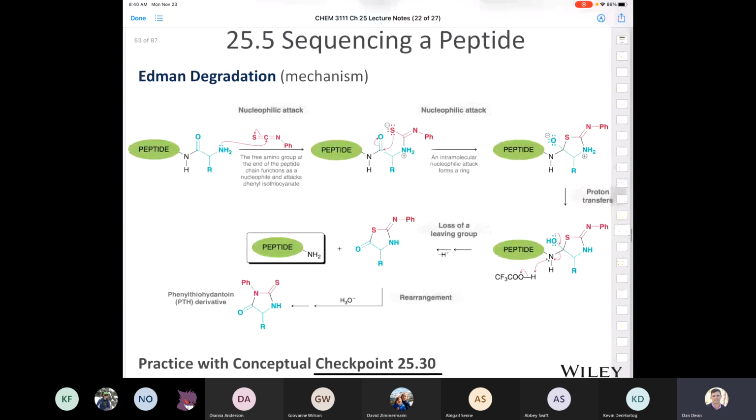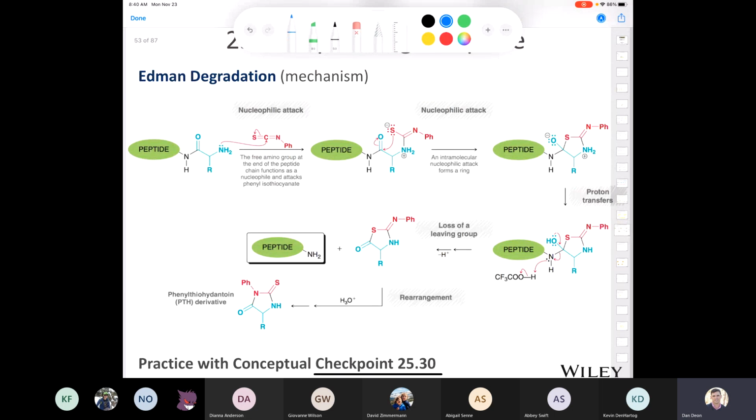Anyhow, here's the mechanism for the Edman degradation. I'll put this up here as an FYI. I'm not going to ask you the mechanism of the Edman degradation. You can see, if you look at it here, you've got a nucleophilic attack, something we all know, some proton transfers and loss of a leaving group. But then you have this rearrangement here, which, if you really have an inquiring mind, you can Google, but I'm not going to ask you about that. Now, again, the Edman degradation is great with peptides that are up to 50 amino acid residues.